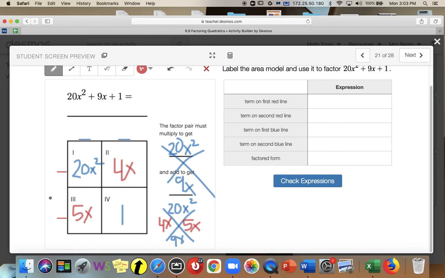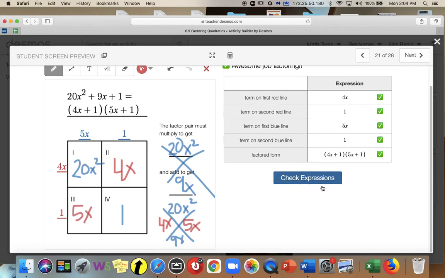So first red line, 4x. First blue line, 5x. All right, so 4x and 5x, that's 20x squared. 4x times what gives us 4x, and that would be a 1, and that's my second blue line. 5x times what gives me 5x, and that's just another 1 here. And then we can write the factored form. So this will be 4x plus 1 and 5x plus 1. Okay, so there it is.